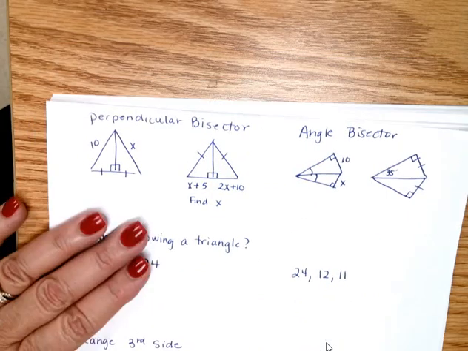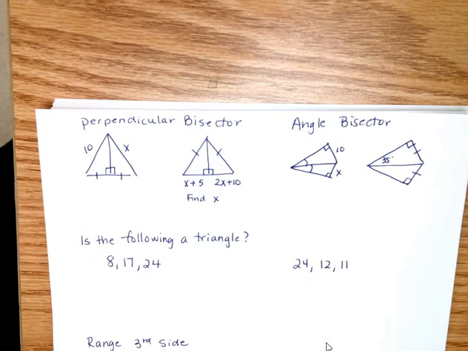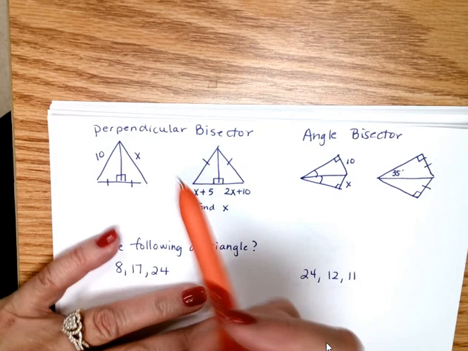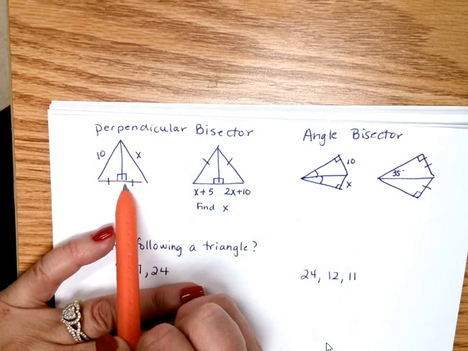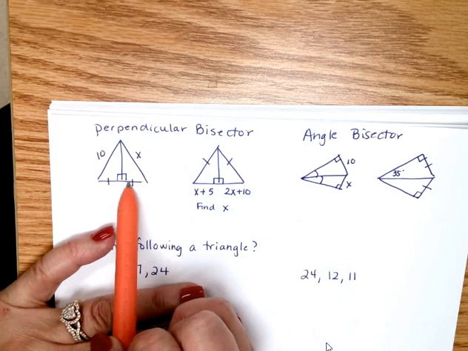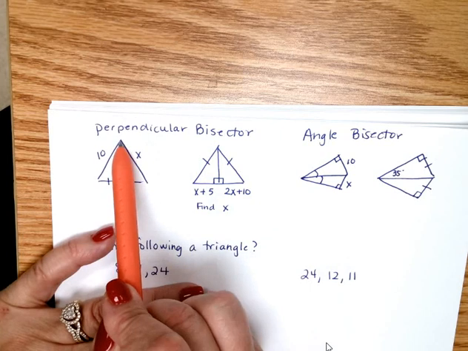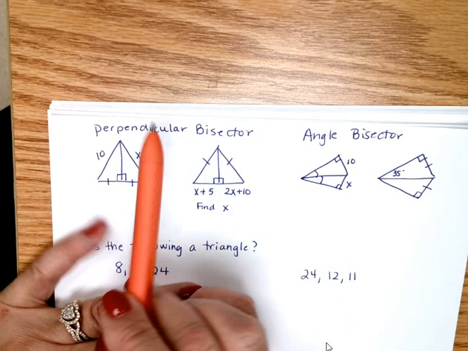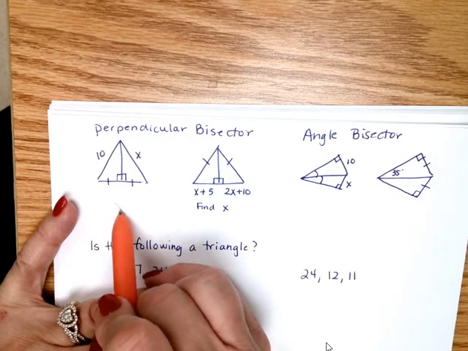All right, the next thing we talked about was a perpendicular bisector, which basically makes everything congruent. If I drop this bisector, which is the 90 degree angle, and it bisects, the two bottoms are congruent, and I have a point that's equidistant to each endpoint, which is right here, then my two sides are congruent, so x equals 10.